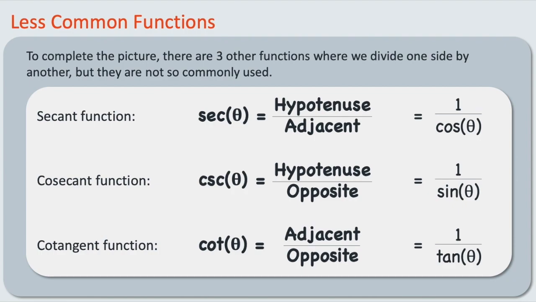Cotangent function. Cotangent theta is equal to adjacent divided by opposite, which is 1 over tan theta, or inverse tan theta.